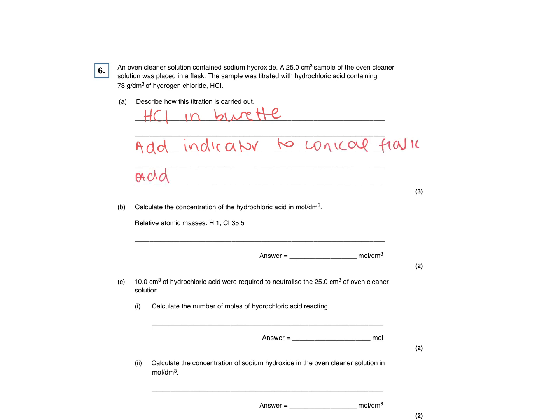Add acid until colour change, and note the volume of acid used. Now, you're asked to calculate the concentration of hydrochloric acid in moles per dm cubed.